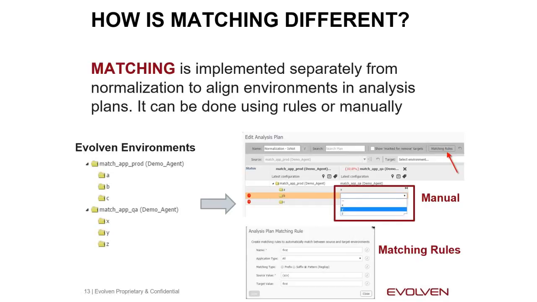I'll cover it as a sample, but realize that this concept is not the same as normalization. Normalization is going to be aligning the specifics. And in terms of environment alignment, that is handled via the matching rules or by manually associating environments with other environments.